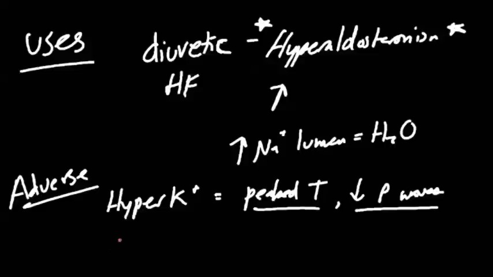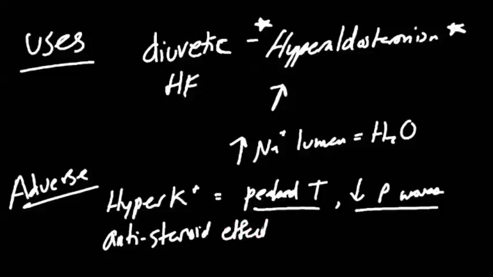Also, an adverse effect would be anti-steroid effects, because you could have hormonal irregularities. You're blocking the aldosterone. Aldosterone is going to be the steroid. You're blocking that receptor, so you're going to have anti-steroid effects, such as hormonal irregularities, for example.